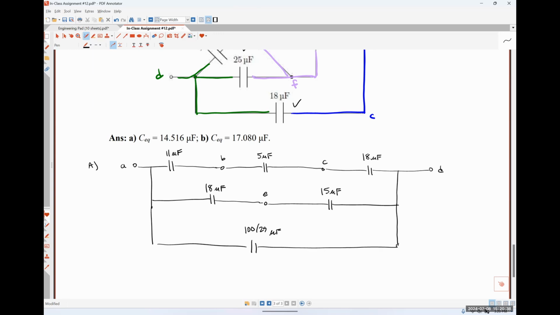So what about 18 in series with 15? Should be the same thing, right? So that's going to be 18 times 15 over 18 plus 15, 90/11. So these numbers are going to come out gross, but it's okay. Somebody tell me what 11 in series with 5 in series with 18 is going to be.